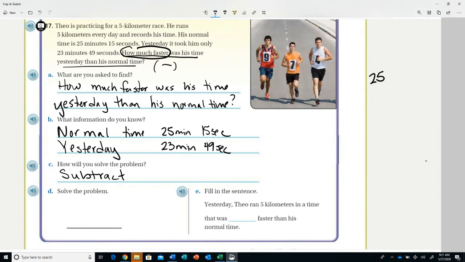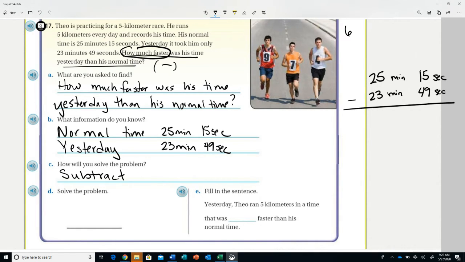So I'm going to have 25 minutes, 15 seconds, subtract, ooh, I'm already making mistakes on here. 23 minutes, 49 seconds. So I would give this a more complicated problem because you have to regroup. You have to regroup 1 minute from the 25 into seconds so that you can subtract your seconds.